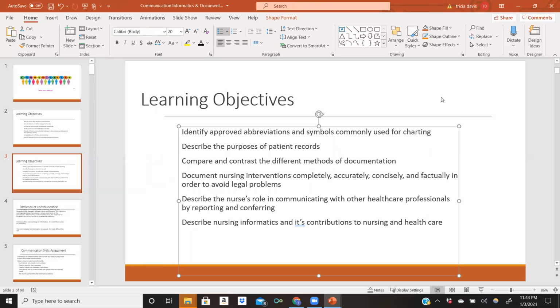We're going to document nursing interventions completely, accurately, concisely, and factually in order to avoid legal problems. We're going to describe the nurse's role in communicating with other healthcare professionals by reporting and conferring. And we're going to describe nursing informatics and its contributions to nursing and healthcare.